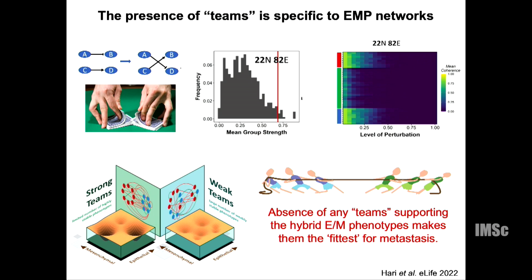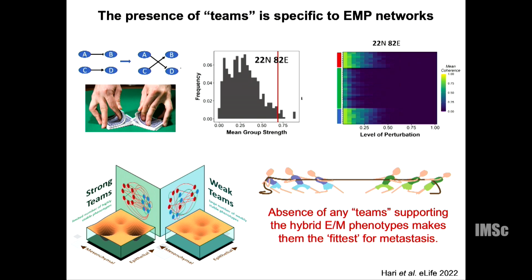So the hybrid states, those poor guys get pulled in one direction or the other as soon as they come out. But for an epithelial state to become a mesenchymal state, or a mesenchymal state to become an epithelial state, there is strong resistance being offered by the presence of these teams, which is there in the structure of the network.